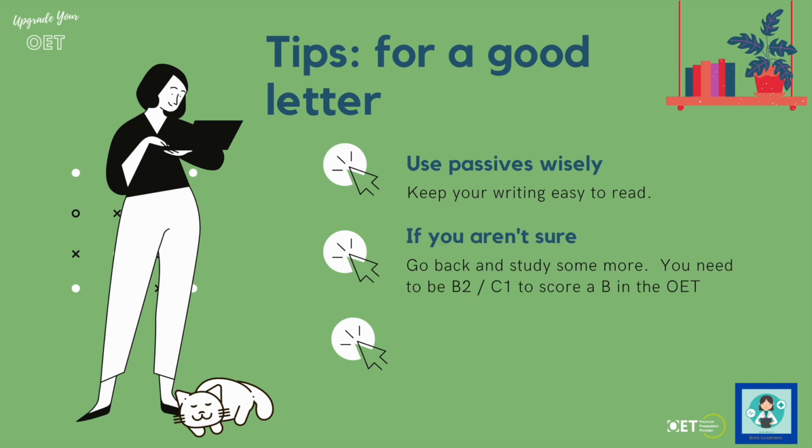If you're not sure about your grammar, please go back and check. Study some more. Remember, you need to be B2 or C1 ideally to score a B in OET. You're not going to get that B unless you have that level. And I know the OET is an expensive exam. So go back and study some more if you're not sure. Please don't just try and spend your money and be disappointed that you don't get it, because you do need that level in order to get a B. That's what it's testing you in.